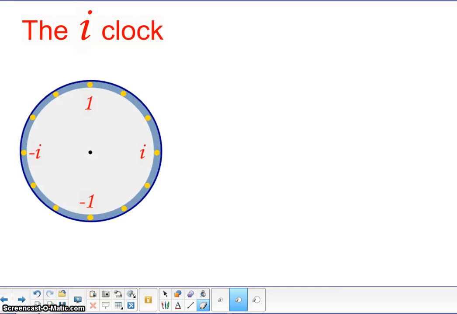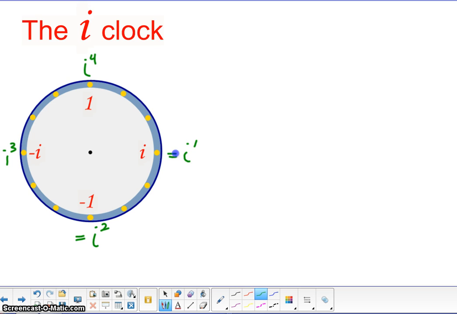The first 4 powers of i establish an important pattern that should be memorized, and I'm hoping the i clock will help you with that. For example, i to the first power is equal to just i. Now, if you wind around the clock, i squared is going to equal -1, and -i is going to equal i cubed, and the very top is going to equal i to the 4th.